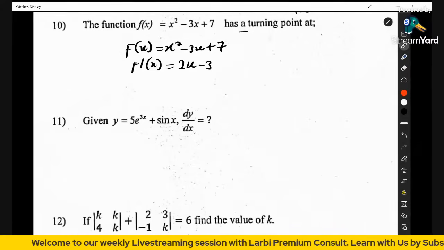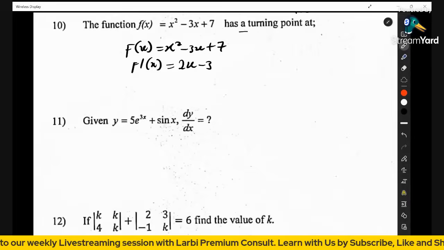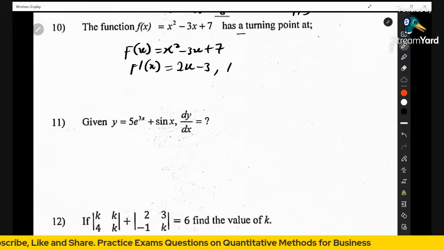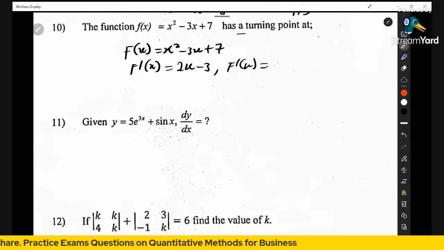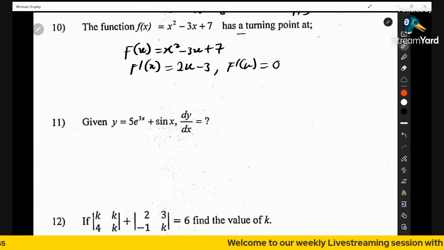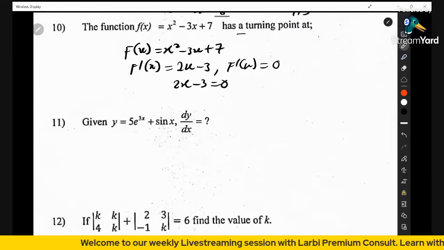You multiply the power by the coefficient, and then subtract 1 from the power. So at the end of the day, we know that at first differential, our f prime of x or dy over dx is always equal to 0. That's the point where the curve or the function is at rest. So if f prime of x is equal to 0, then 2x minus 3 should be equal to 0. Okay, and then we solve for x.